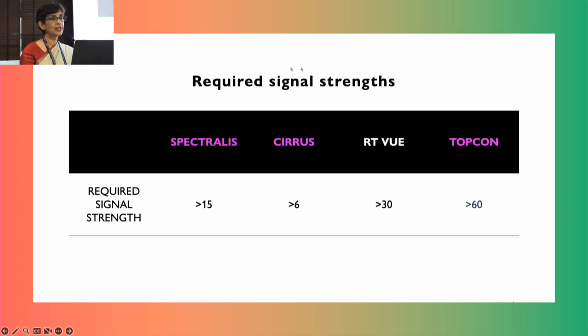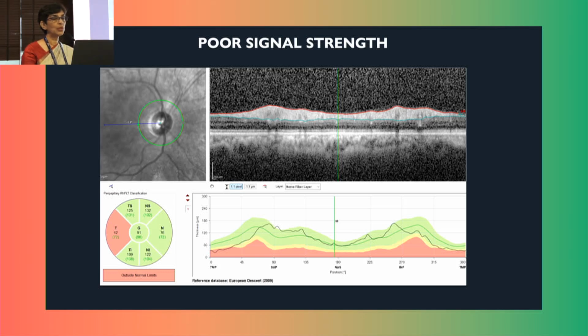Most OCTs need to function with at least a minimum signal strength. For the Spectralis, it is more than 15, and for the Cirrus, it is more than 6. I've given the values for others also. For each unit decrease of signal strength from the baseline, the average RNFL thickness decreases by 2 microns. You can see the poor signal strength in this red-free image, where the branches are not visible in certain areas.